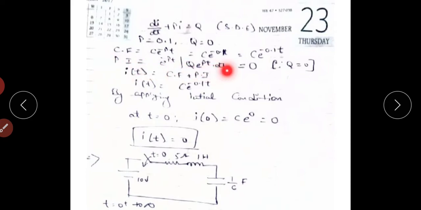Next, PI equals e power minus Pt integral Q into e power Pt into dt. Here Q value equals 0, so PI value equals 0. The total current I of t equals CF plus PI. So I of t equals C into e power minus 0.1 into t.